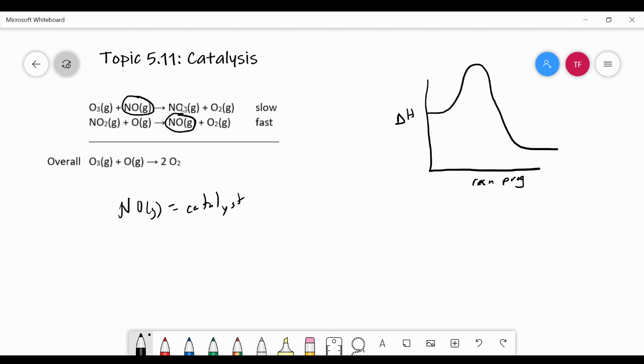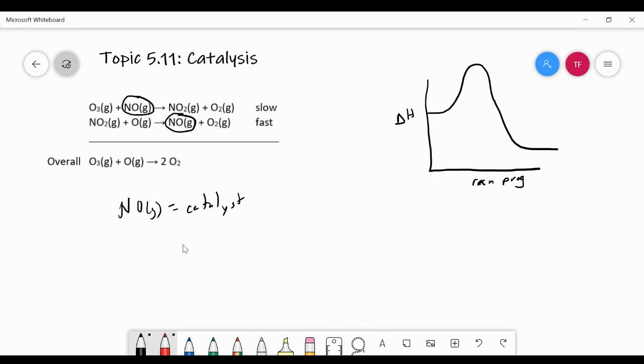Notice it does disappear. NO doesn't appear here, but then after another reaction, it reappears. So it's not the same NO molecule, it's a new NO molecule that got rearranged in the process. Okay, so that's a catalyst. Now, this is really important. Don't get catalysts confused with intermediates.